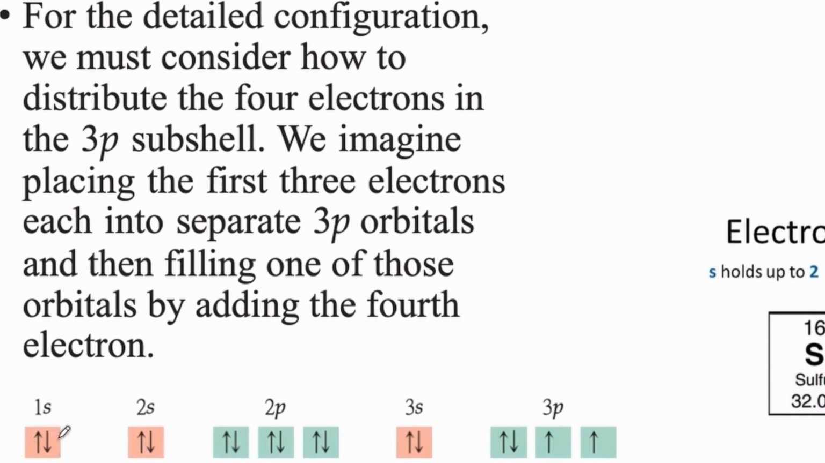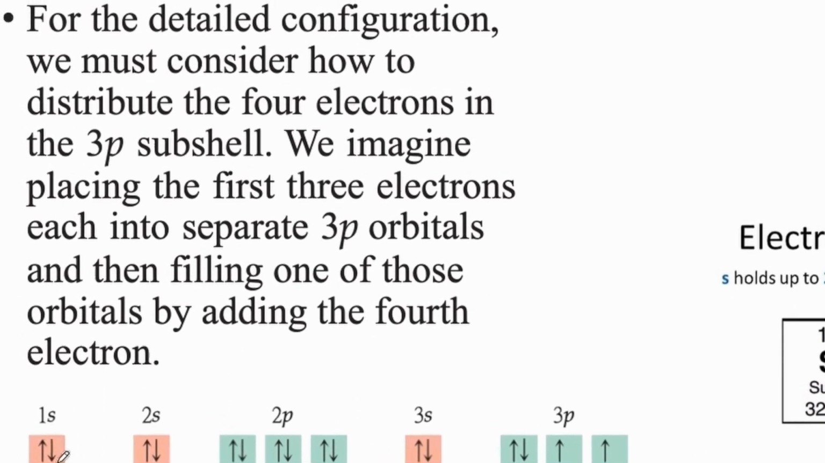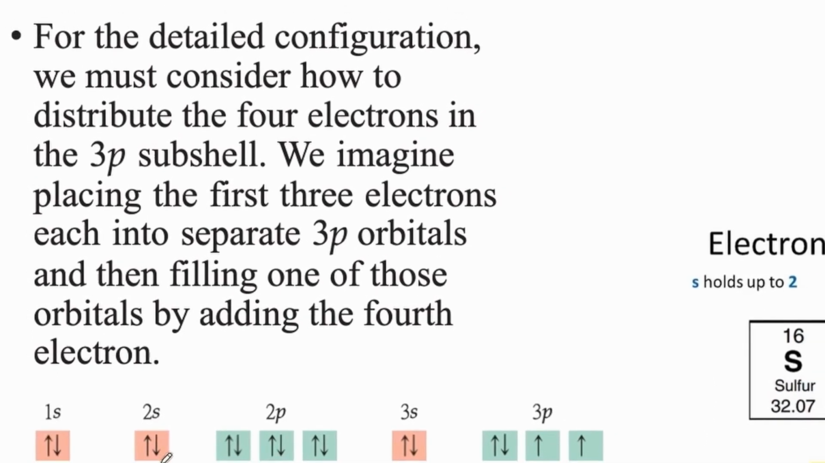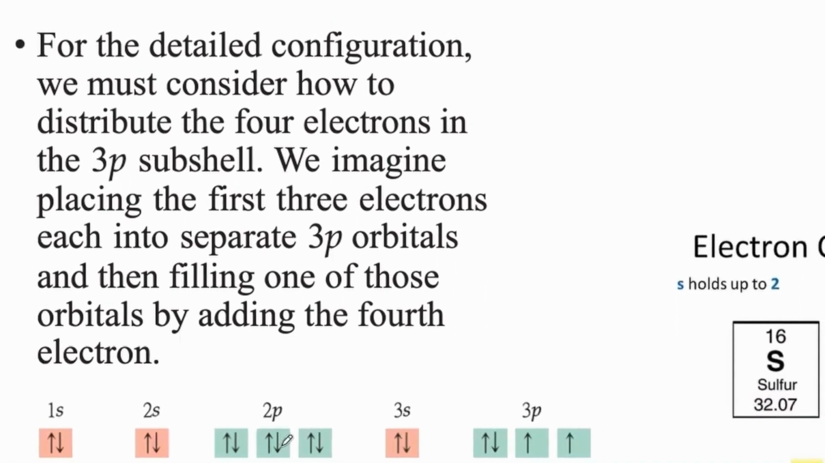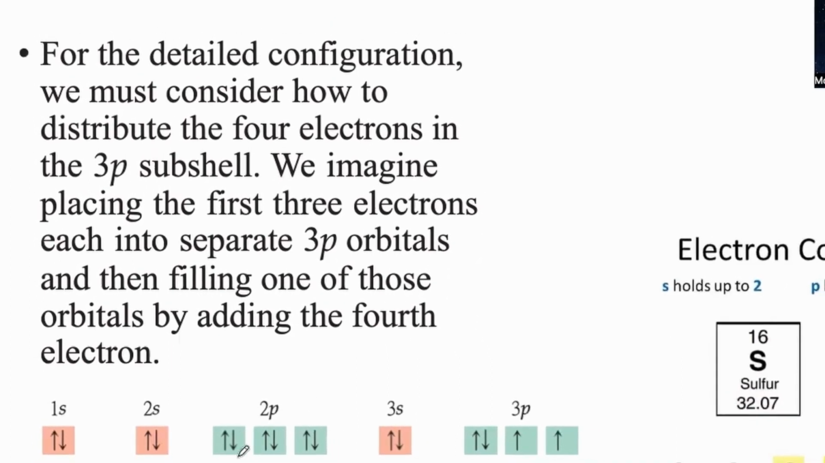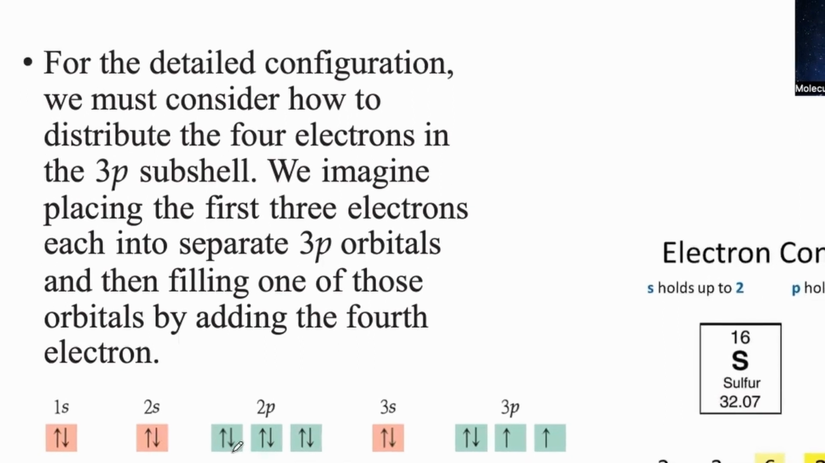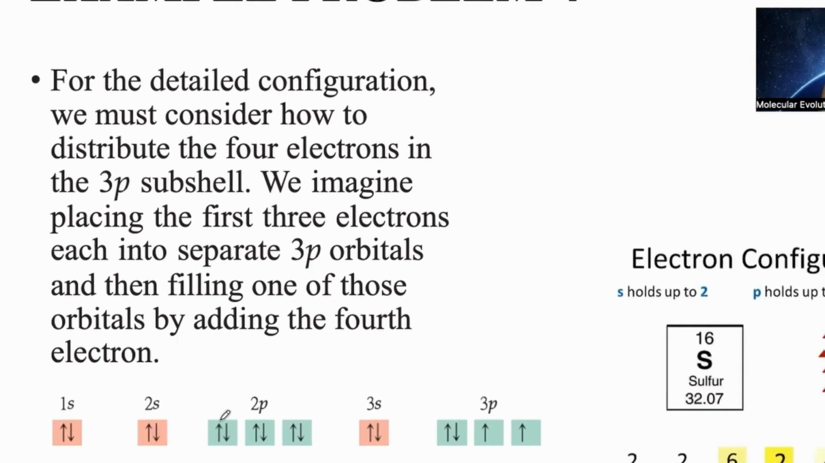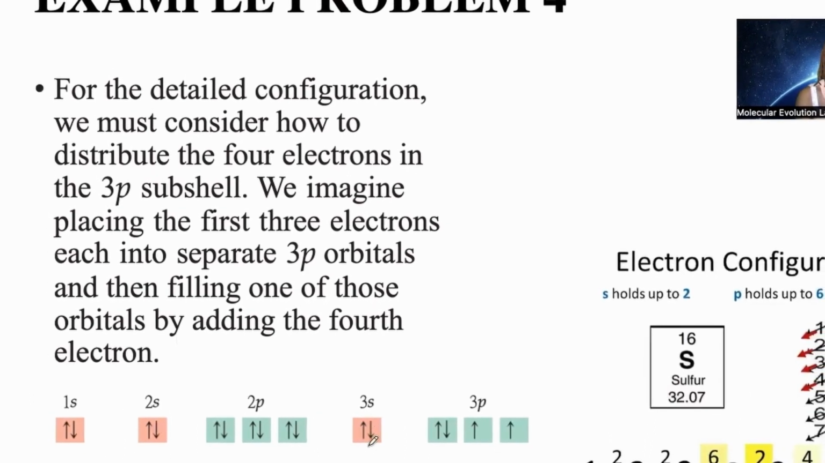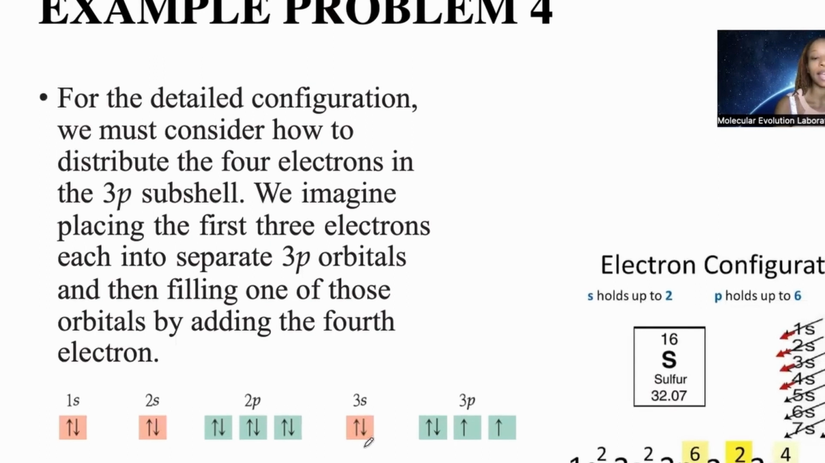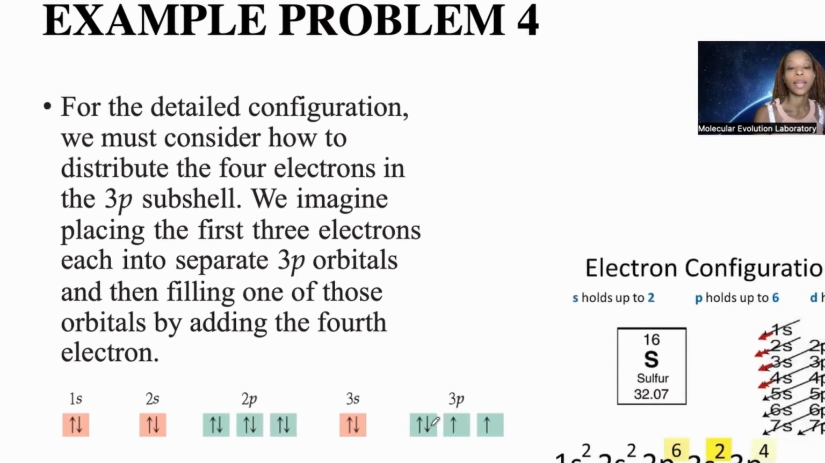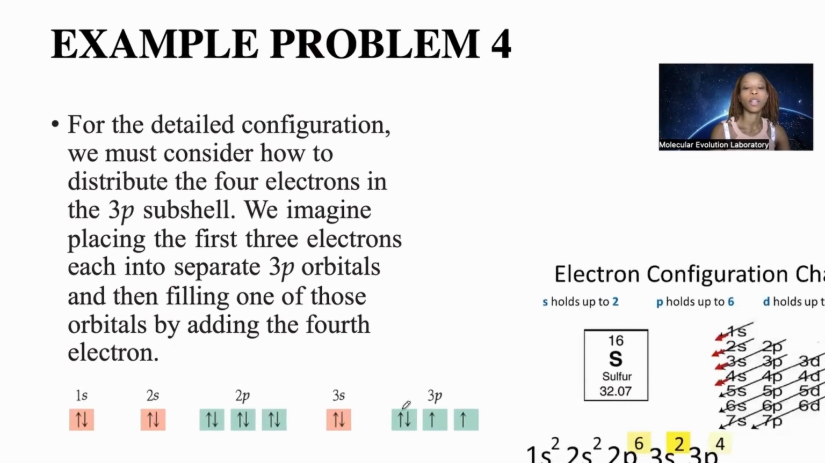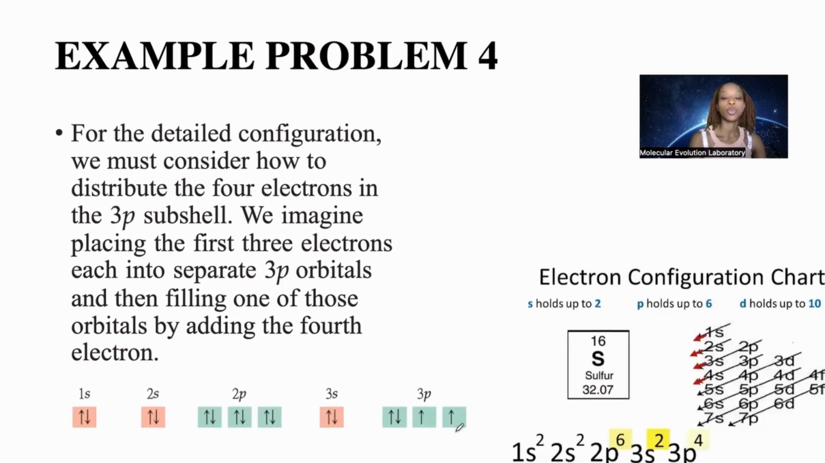So 1s can only have 1 spin up, 1 down. 2s can only have 1 spin up, 1 down. 2p can admit up to 6 electrons, 1 spin up, 1 down. If it's 3, then it would be all spin up. Because we have 6, each has a spin up, down, up, down, up, down. 3s admits 2, so we also have the same. And 3p, as we said, can occupy up to 6. So the first 2 will be 1 up, 1 down. The last 2 would be up.